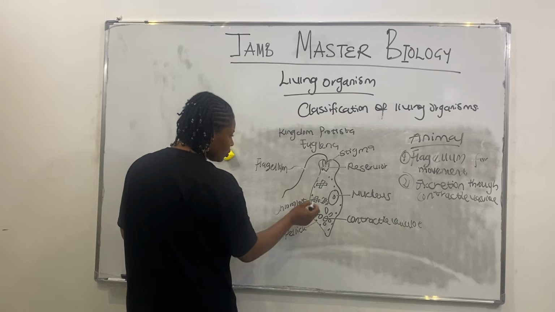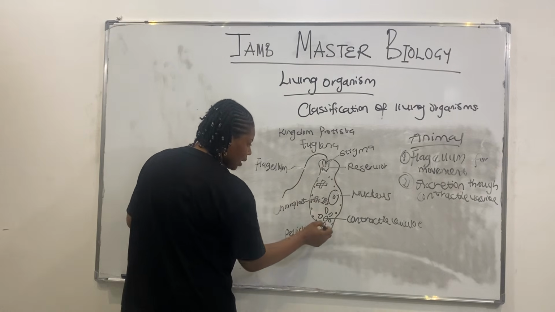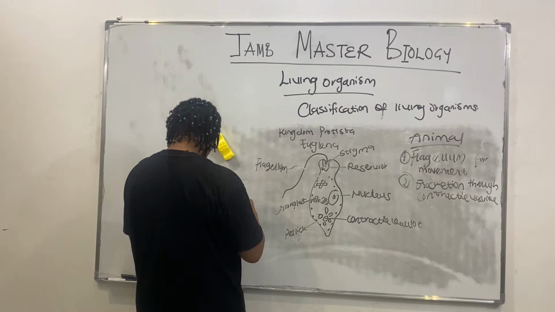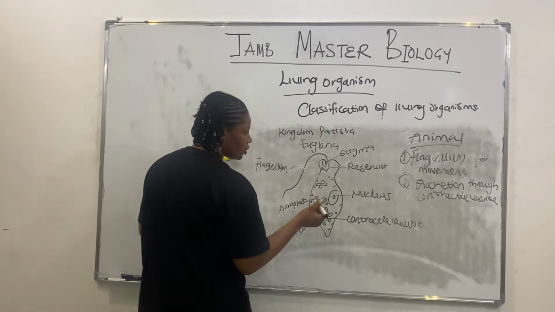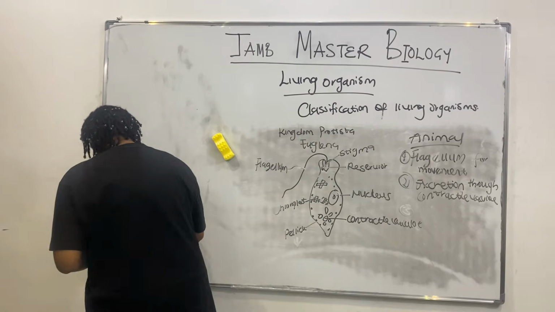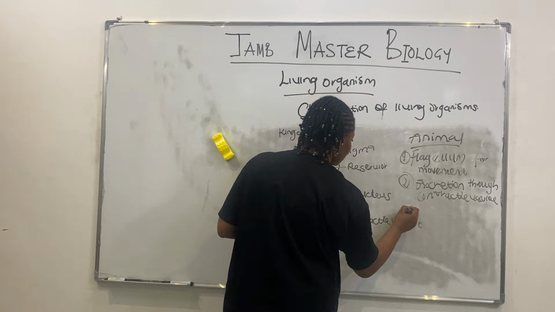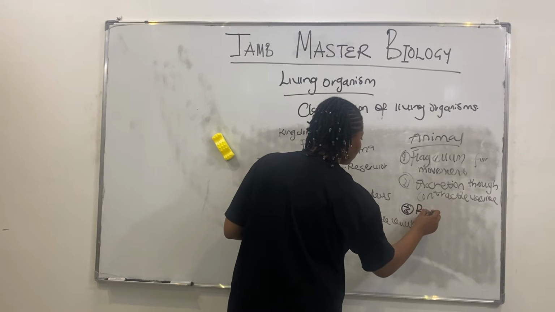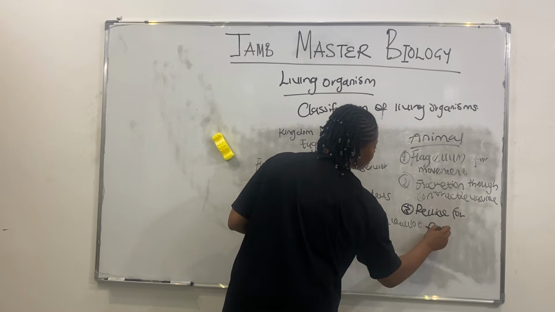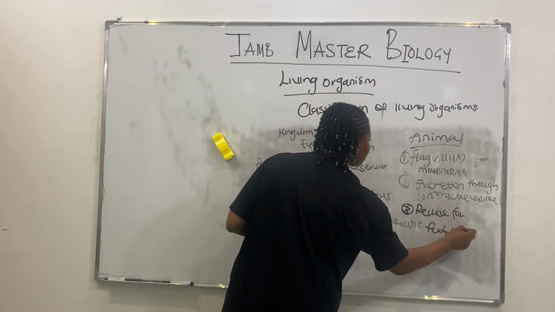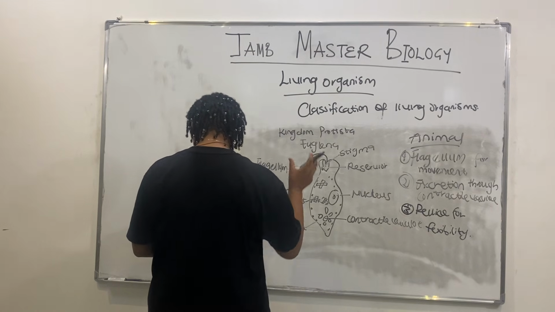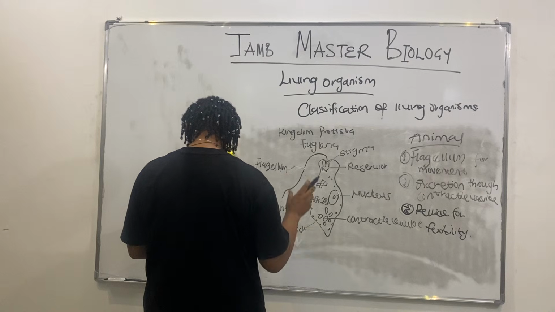This pellicle I drew here, this outer body, look at it, pellicle, is for flexibility. Pellicle, for flexibility. Let me get another marker. So these are the characteristics of euglena as an animal.